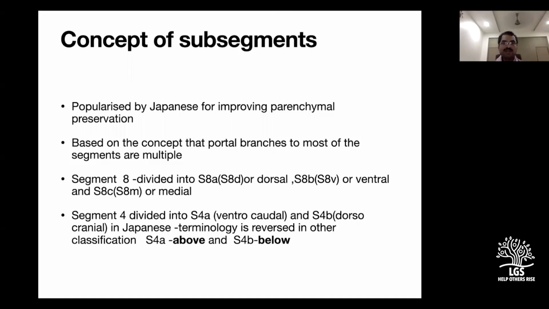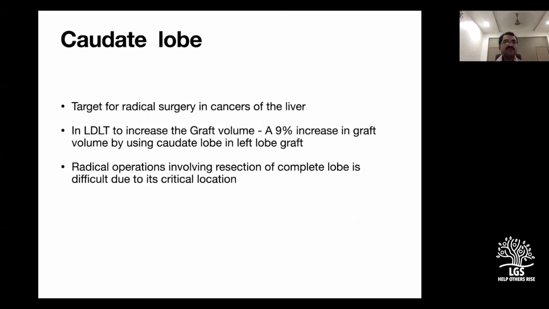But for practical purposes, we use segment 4A is above and segment 4B is below. So that is easy to remember. The part of segment 4 which is close to the hilum is actually segment 4B. So doing parenchyma preserving surgery, the medial, what you call Taj Mahal surgery, etc., we resect this segment 4B, not segment 4A.